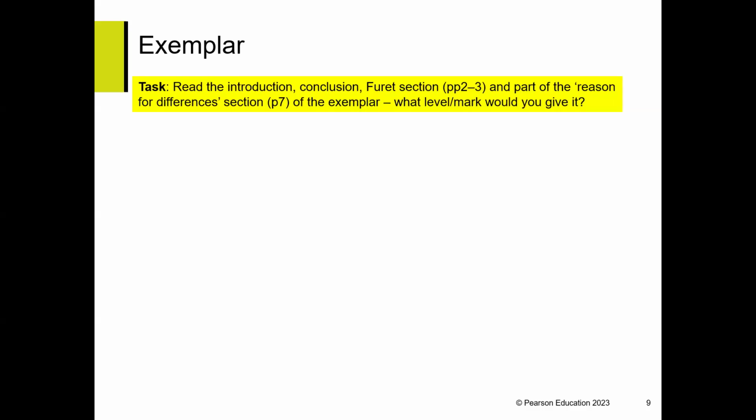There is a section on the historian Fourier, which is on pages 2 to 3. Those are the pages of the script itself. The actual pages in the booklet that you have are pages 14 to 15 and page 19. Just have a look at that, please, and decide what level would you give this exemplar and what mark out of 40. I'll give you some time just to read those sections. Obviously, it's there for you to read in full later, but we only have time to look at some sections today. So have a look and decide what level and what mark would you give it.